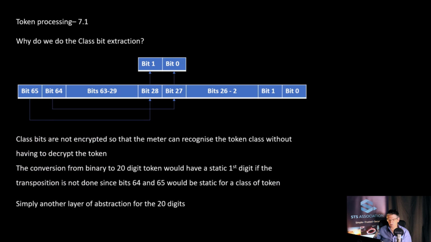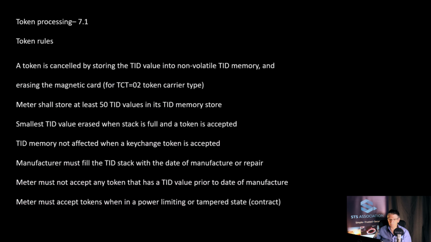So why do we do this class bit extraction? Well, class bits are not encrypted so that the meter can recognize the token class without having to decrypt the token. The conversion from binary to 20-digit would have a static first digit if the transposition is not done, since bits 64 and 65 would be static for a particular class of token. So we take bits 64 and 65 and move them into positions 27 and 28, so that the first digit of the resulting 20-digit token is not static for any particular class. So it's simply just another layer of abstraction for the 20 digits.